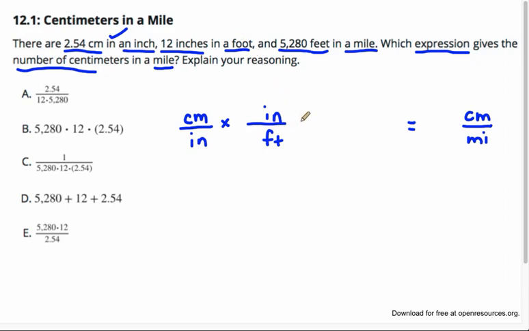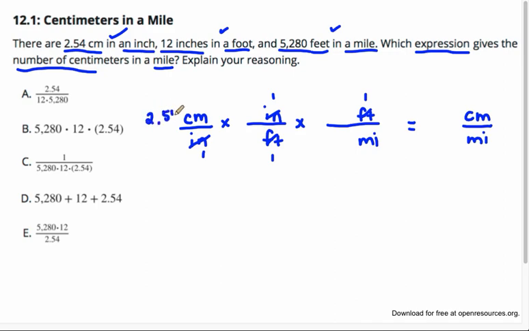Now, inches divided by inches is 1. So that unit is now centimeters per foot. Now I'll multiply by the next one. In this case, I would have feet here, because if I'm dividing by feet, I have to multiply by feet. And then I'd have feet per mile. So feet divided by feet is 1, and my units end up with centimeters per mile. That's the unit that I need to end up with. Therefore, now I put my numbers in.